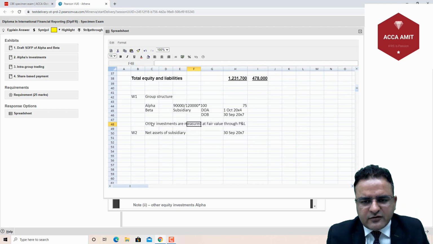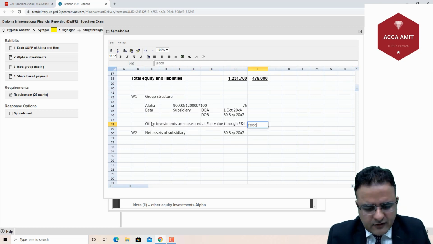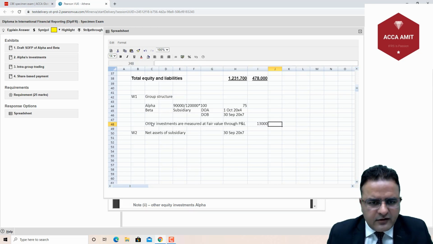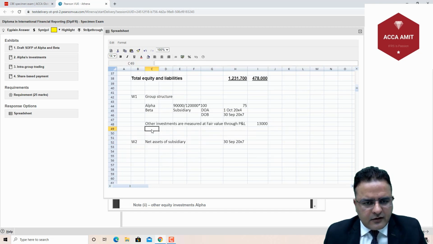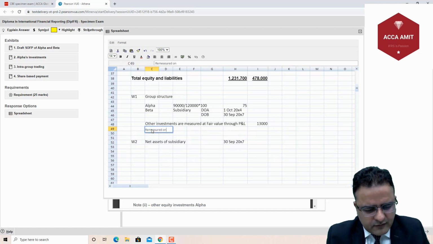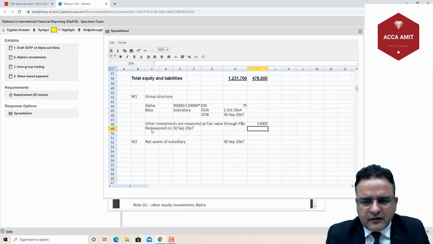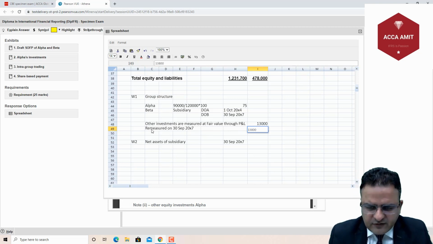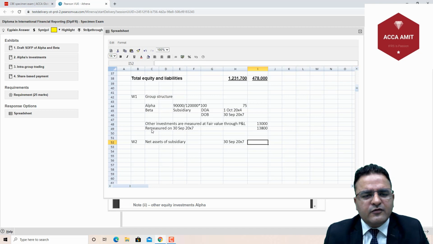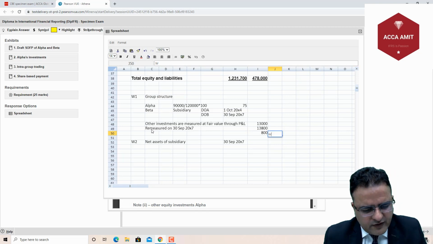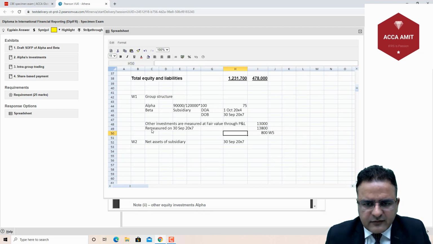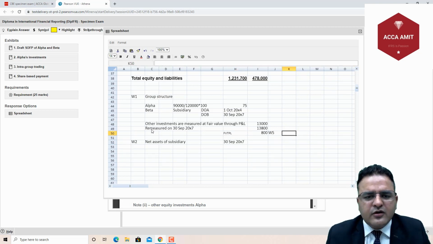So they were valued at 13,000 and remeasured on 30th September 20x7 as 13,800. So this difference of 800 will be recorded as part of profit and loss account in working note number 5. So we'll be taking this difference of 800 as working note number 5 group retained earnings and will be recorded as FVTPL, fair value through P&L, in working note number 5.